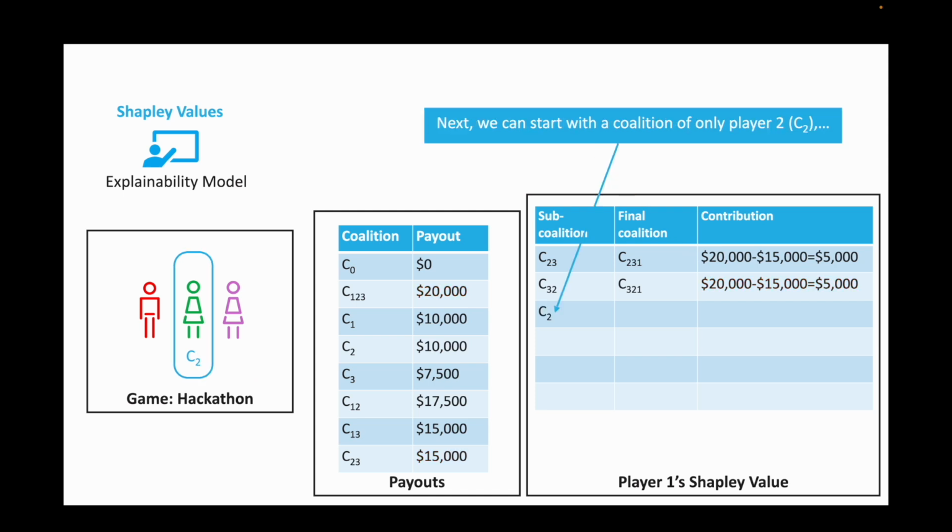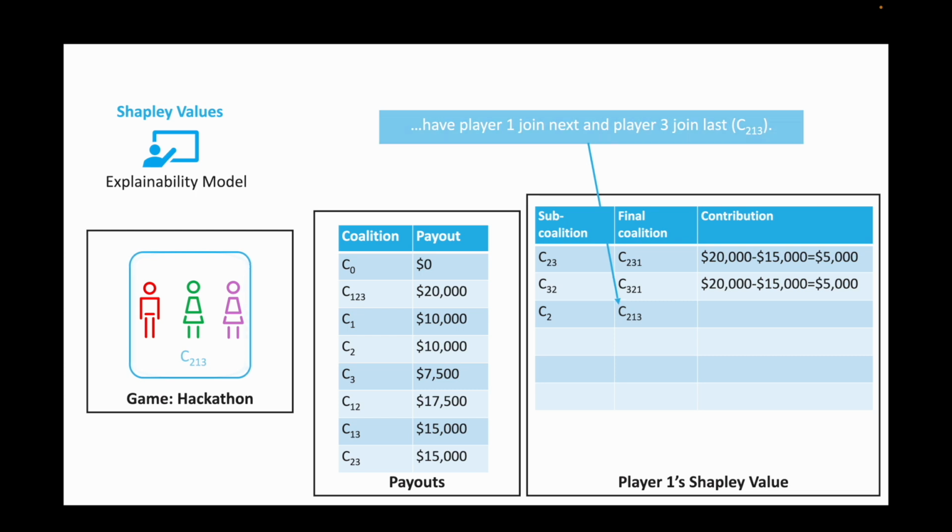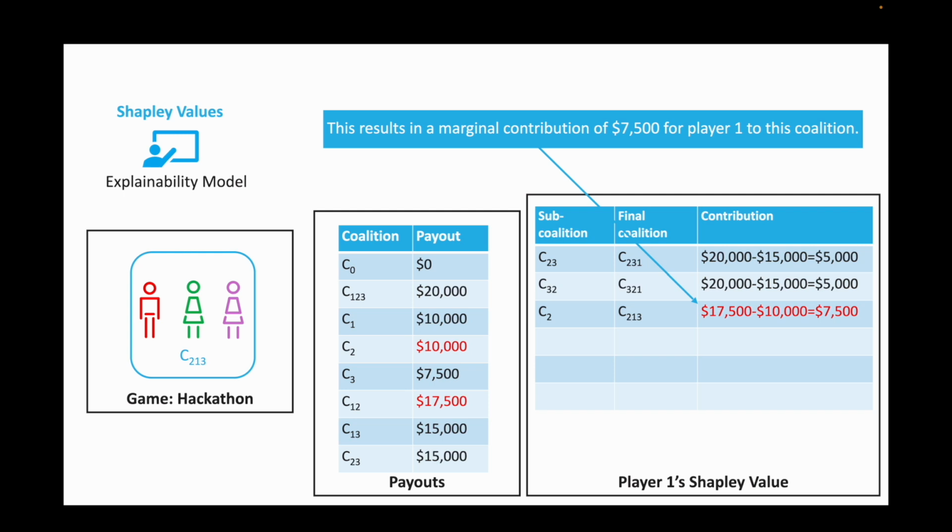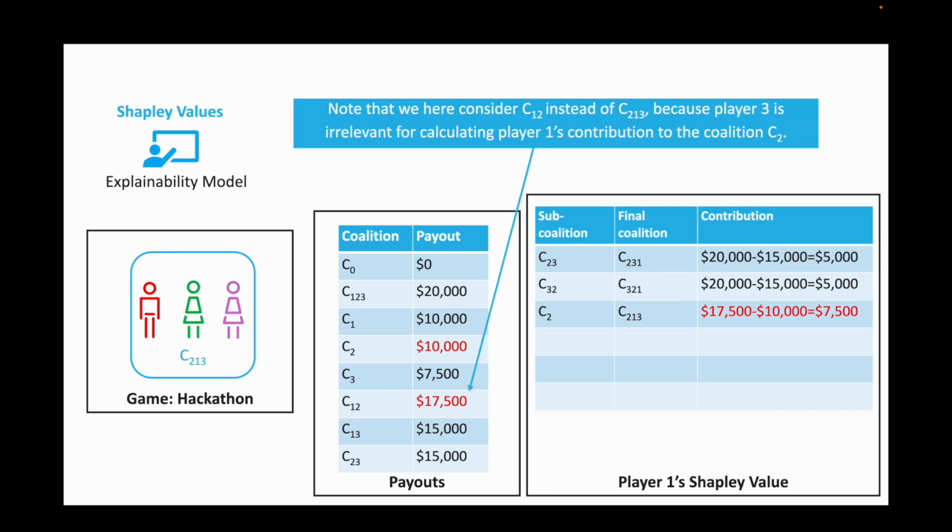Next, we can start with a coalition of only player 2, C sub 2, have player 1 join next, and player 3 join last, C sub 2, 1, 3. This results in a marginal contribution of $7,500 for player 1 to this coalition. Note that we here consider C sub 1, 2 instead of C sub 2, 1, 3 because player 3 is irrelevant for calculating player 1's contribution to the coalition of C sub 2.